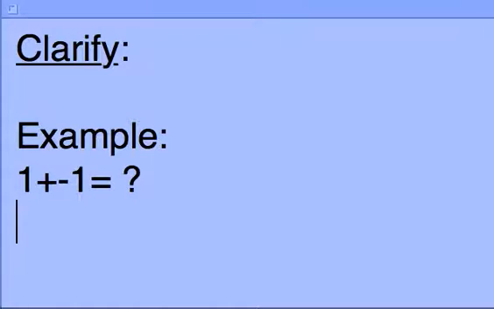You can write this more clearly by writing it this way. 1 plus, open parentheses, negative 1 equals whatever it equals. This is because you're showing more clearly that you're not saying plus minus 1, you're trying to say plus a negative number. So we'll move on to the next example.